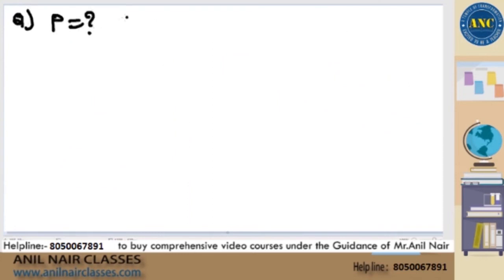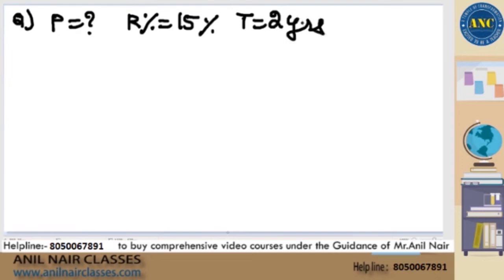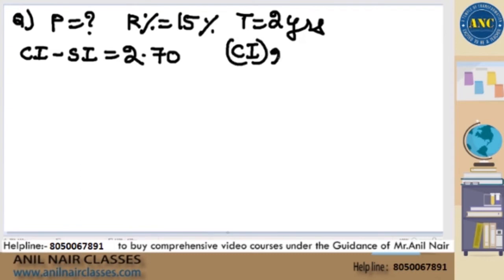Principal I want. Rate of interest is given as 15%. Time period is 2 years. Listen carefully, sir. CI minus SI, what all people will do? Stupid formulas they will use. 2.70. What is the compound interest for 2 years? Anyway, principal is asked, right?